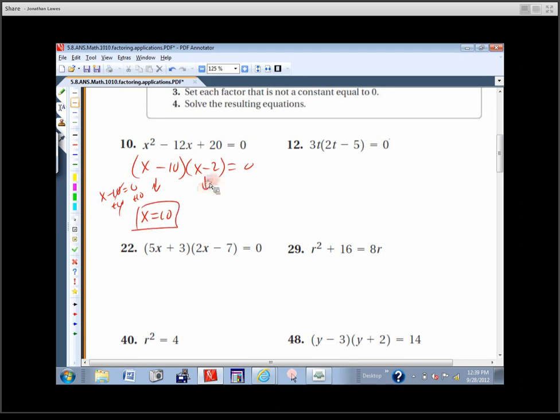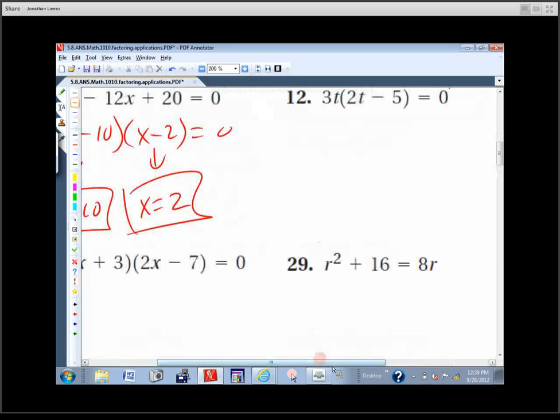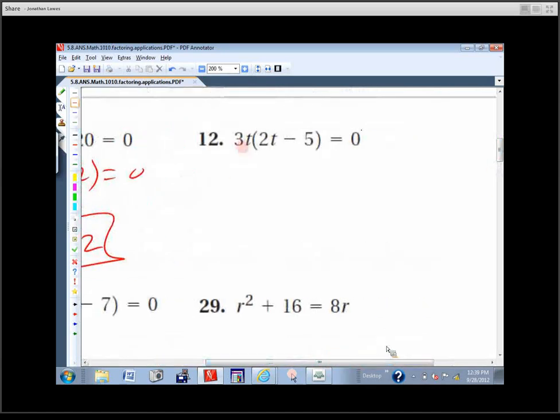What's the answer that comes from this factor? This one's going to be x equals 2. So if it's just a plain old x plus or minus a number, you just grab the opposite of this. That's your answer. Let's come over here and take a look at this. Now I want to point out a couple things on this one. So everybody watch, please. On this one, I've got 3t and I've got 2t minus 5.